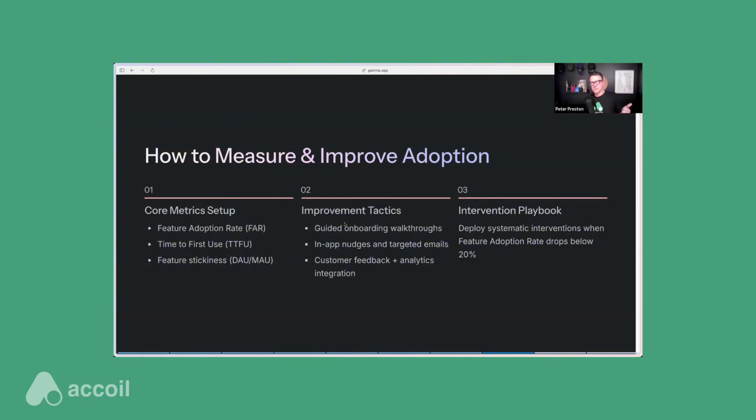Do they know that this feature exists? Do they understand how to use it? Are they getting value from it? And then, of course, improvement tactics. There you've got analytics integration. So that one's basically like, can you see which customers are using your features and which ones aren't?